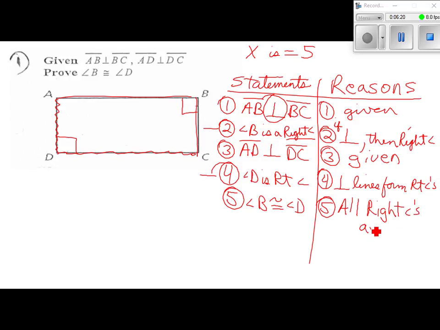are congruent. Second shortest theorem that we're going to have this year. All right angles are congruent. Anybody remember what the shortest one is? It deals with these two angles right there. Vertical angles are congruent.